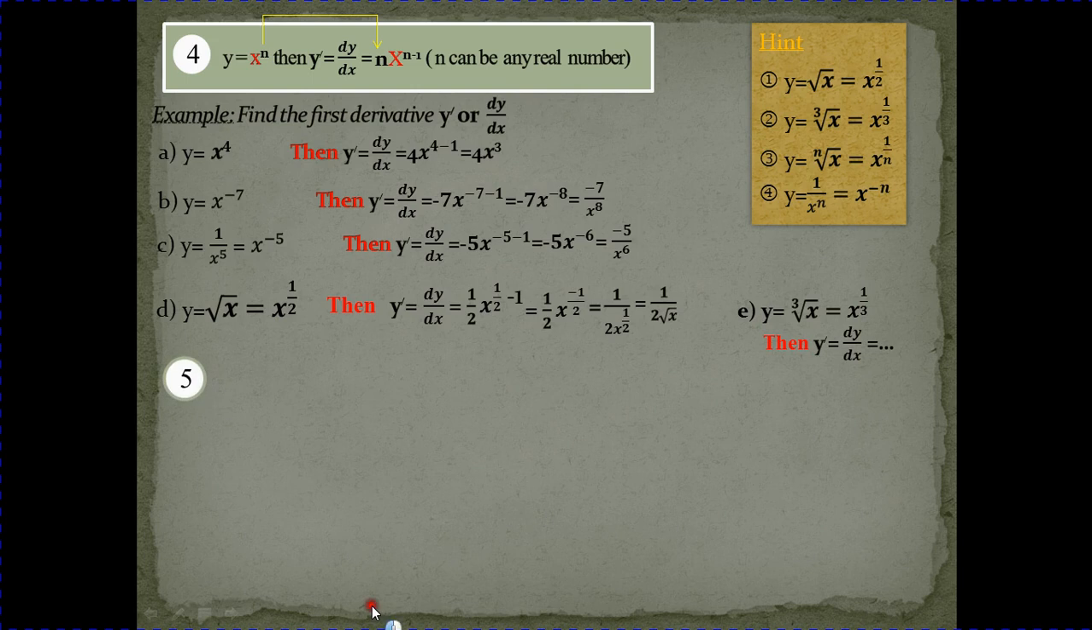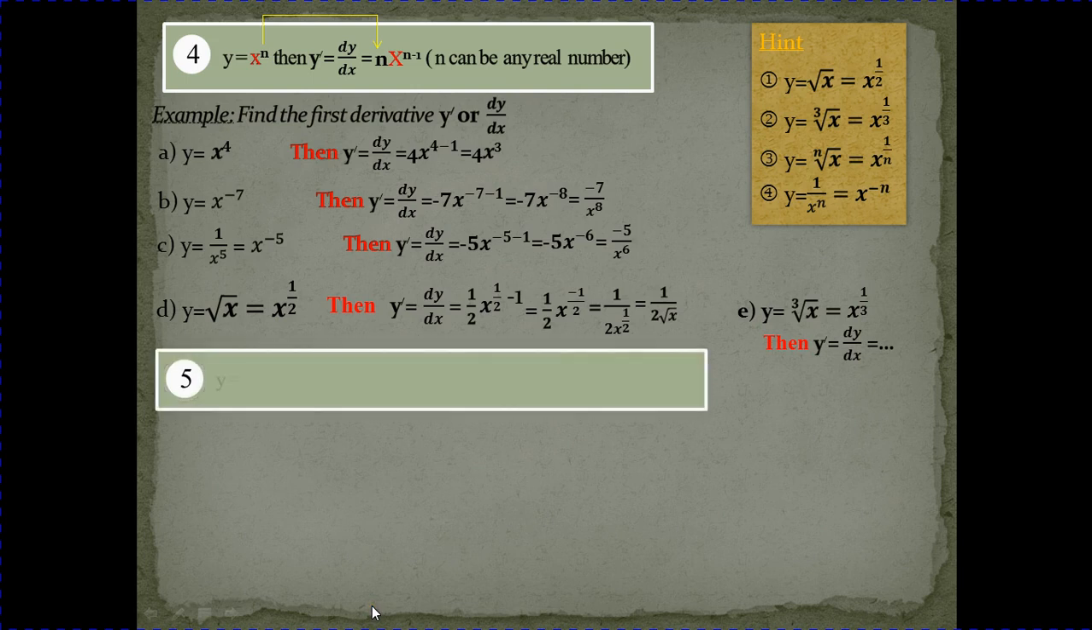If your function is like this, y equals c x power n, then y dash or dy by dx, how to make it? Yes, first you will put c again, the coefficient, and multiply it by the power n, it will be c multiplied by n, and put x, subtract 1 from n, x power n minus 1. Let's see our examples.